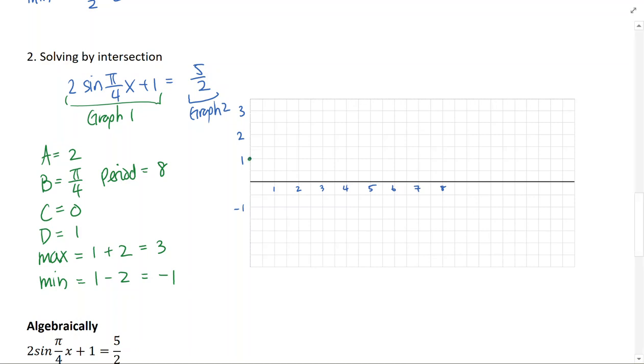Graph 1. Start and finish in the same spot. And the middle will be also at the midpoint. Max is at 3. Min is at negative 1. And actually, I'm going to graph the straight line first. So that is going to be 2.5. It's going to be a straight line going across here.